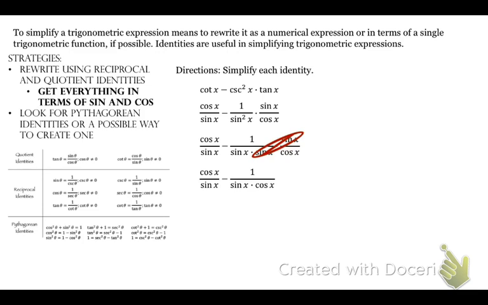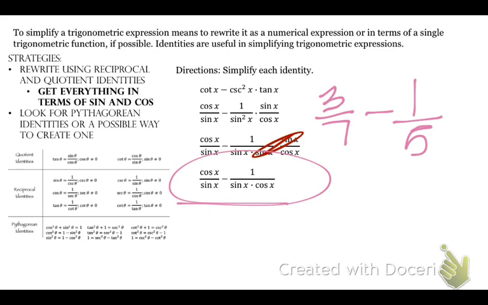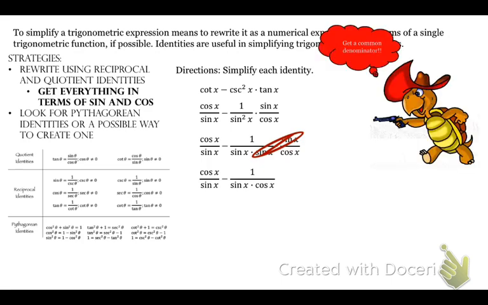Well, let's get a common denominator. So think about if we were doing 3/7 minus 1/5. We'd have to get a common denominator to do this, right? We have to do the same thing here. They both have that sine in common. This one's just missing cosine. Sorry, I point and I know you can't see me. But this one's missing cosine, so you can multiply top and bottom by cosine of x.